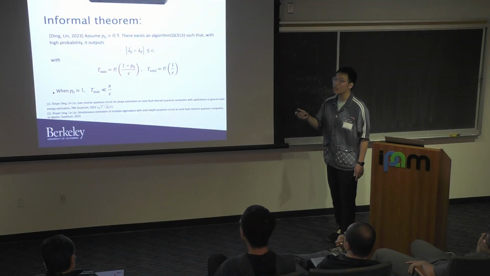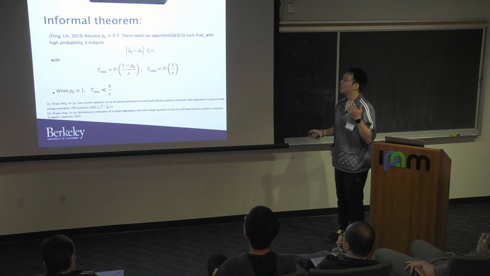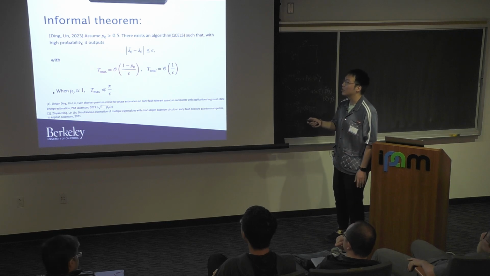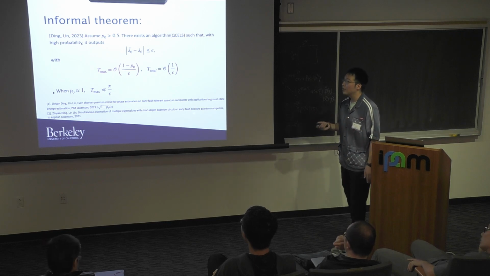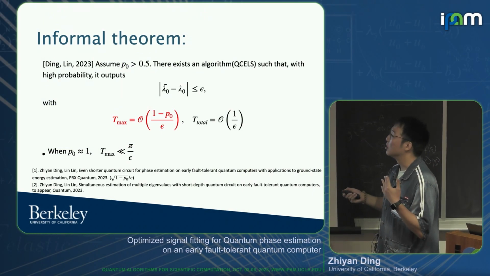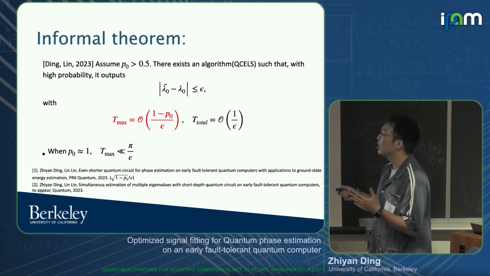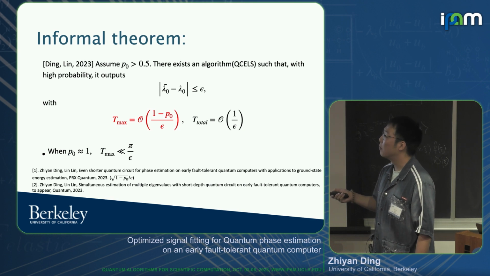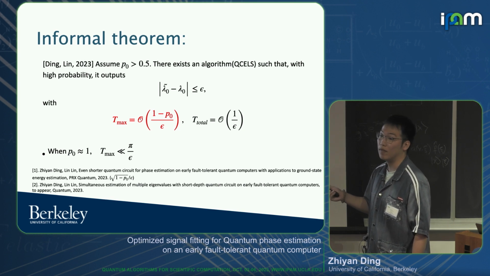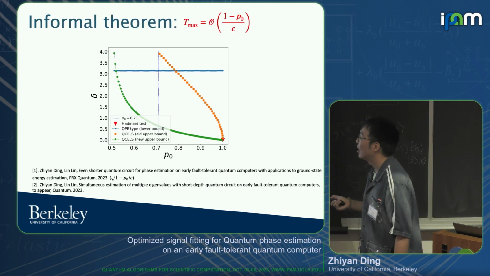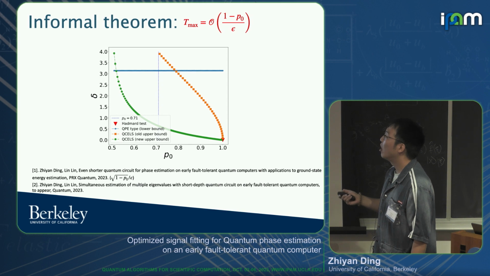This result is very similar to the result that Lexing has introduced before, but we essentially achieve it using a different method. To understand this result, you can see that when my P0 is close to 1, my Tmax can be much smaller than pi over epsilon.